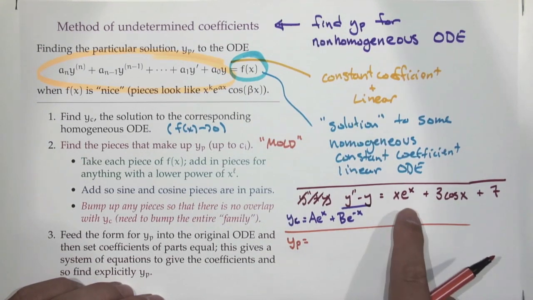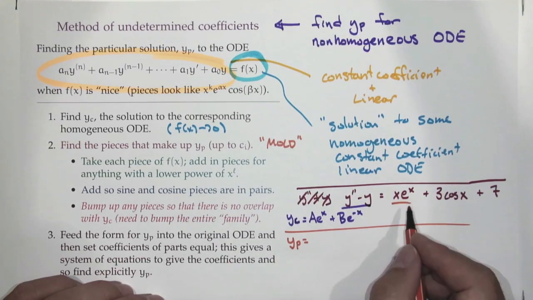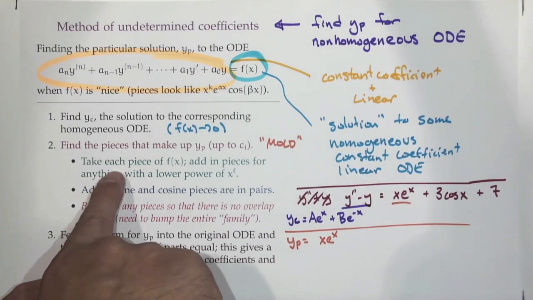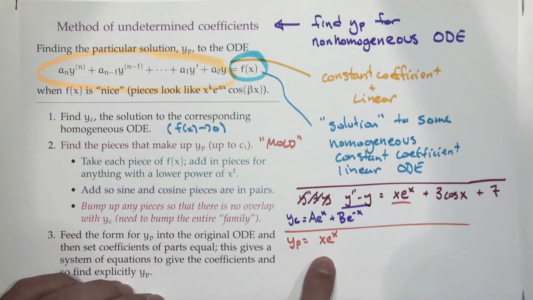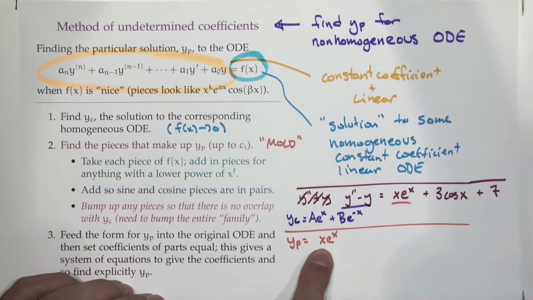All right, so what you do, how many pieces do you have? You have 3 pieces. You go to your first piece, you write it down. That's what we mean when we say take each piece. Just write it down. Is there a power of x here? Yes. So what do we need to do? Well, according to this, add anything with a lower power. So what's a lower power of x to the 1?